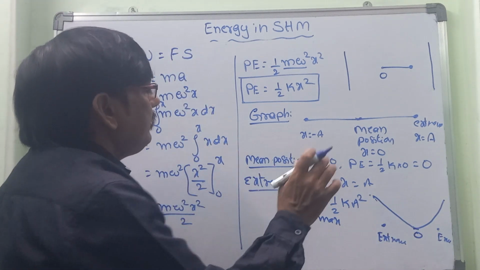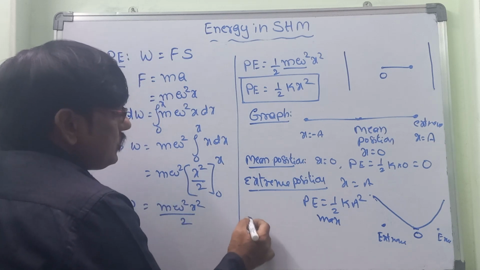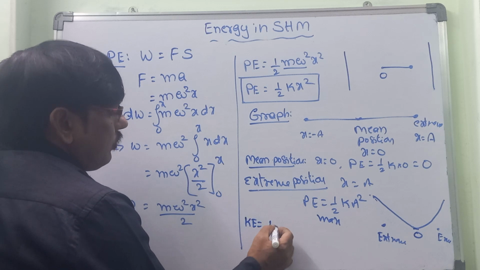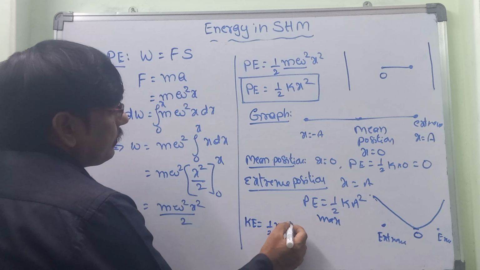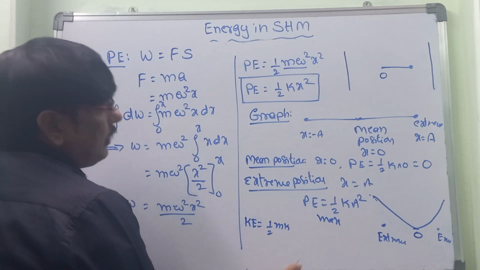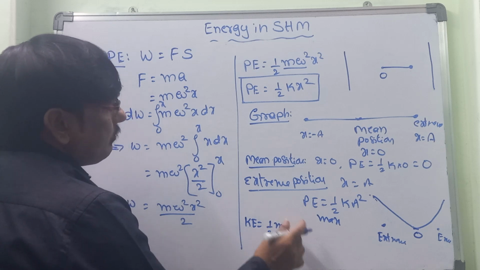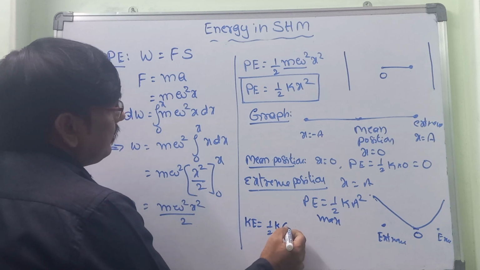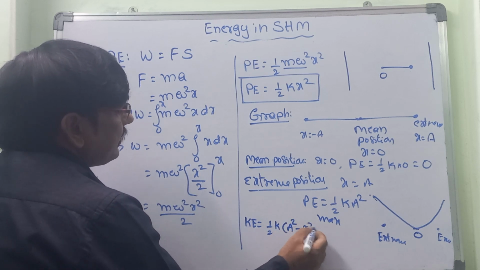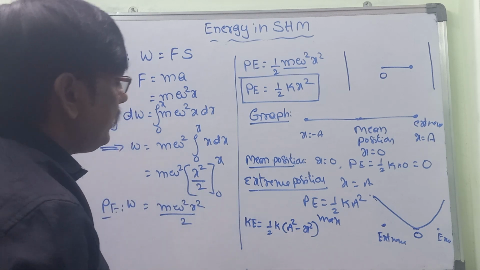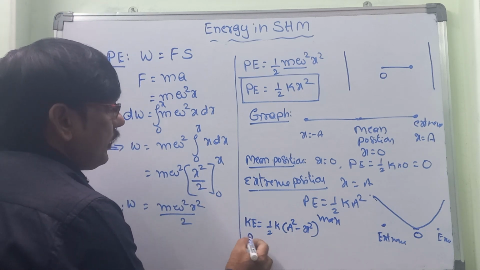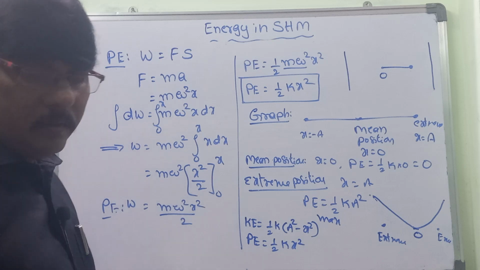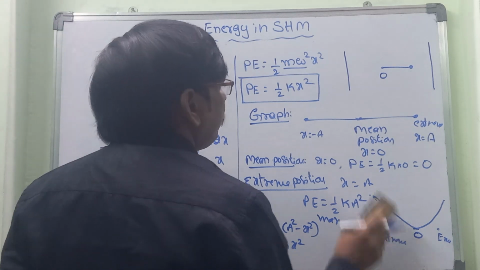So now let us take the total energy. What is the formula for kinetic energy? Kinetic energy is equal to half m, that is, half k into A square minus x square. This is the kinetic energy. And potential energy is equal to half k x square. So from this, we got kinetic energy and potential energy.